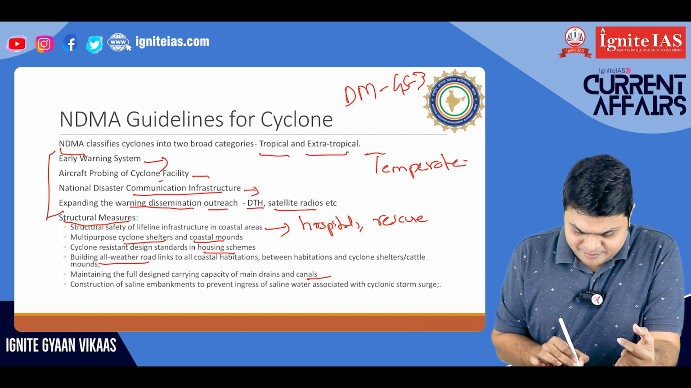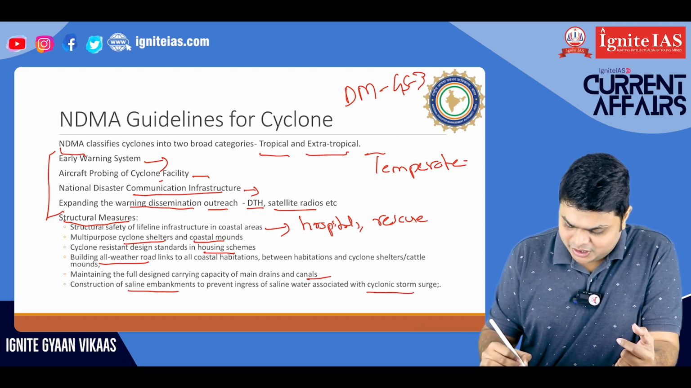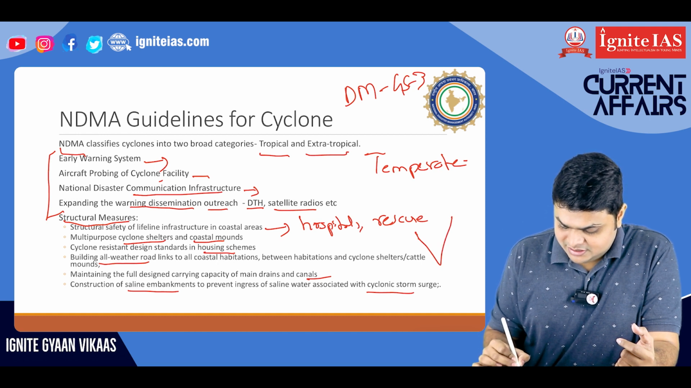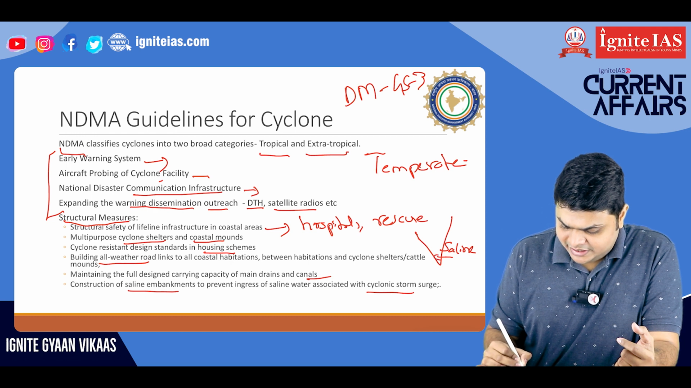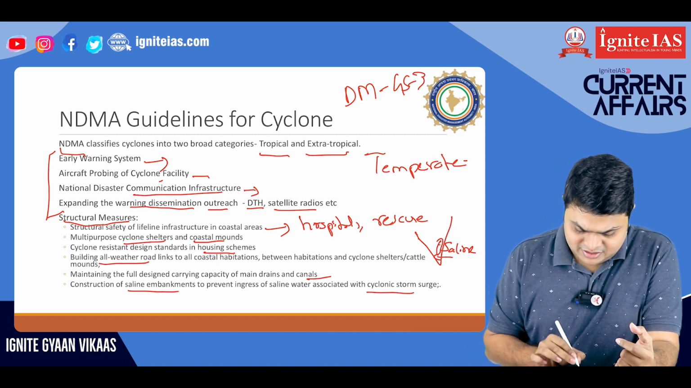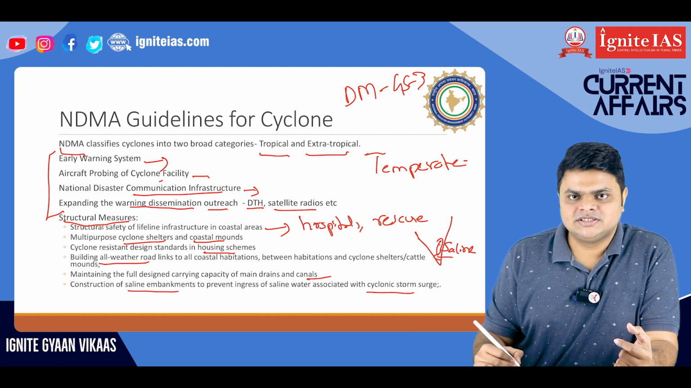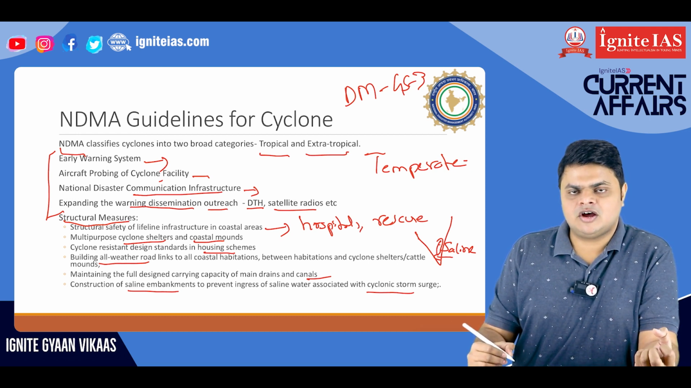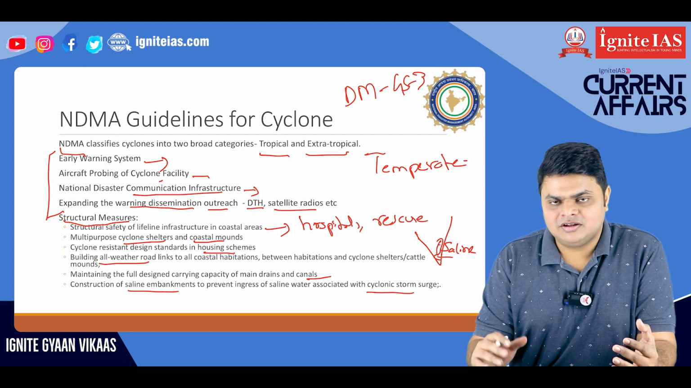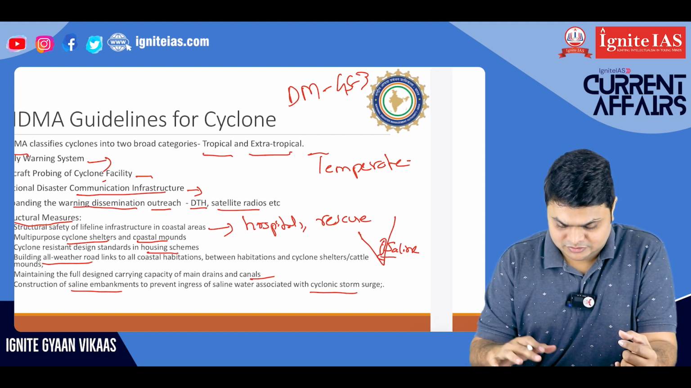And construction of saline embankments to prevent ingress of saline water associated with cyclonic storm surge. What happens during a cyclone is that in coastal areas, saline water can come in and destroy fresh water availability, like lakes and so on. So the guideline says construction of saline embankments to prevent this. We can construct something like mangroves. Mangroves will absorb the storm surge and reduce the impact of coastal erosion. So these are some NDMA guidelines given for cyclone.